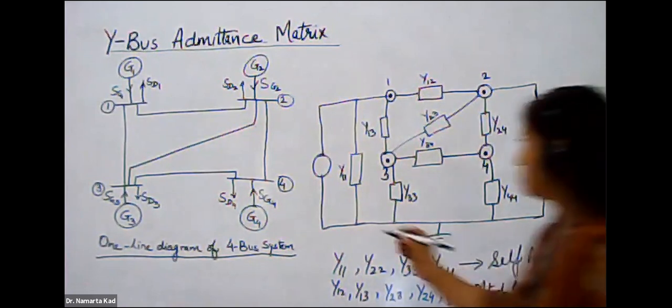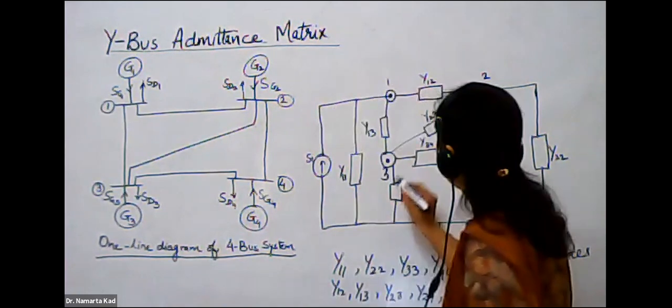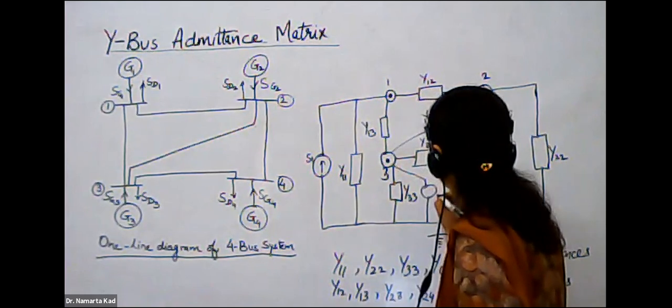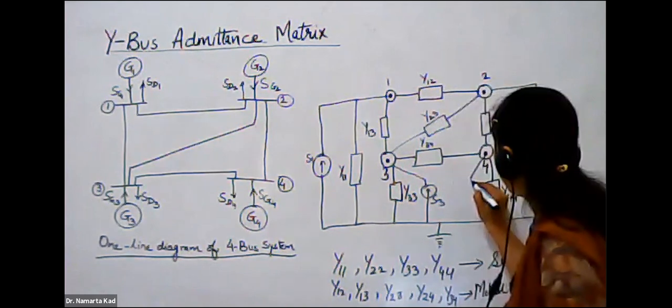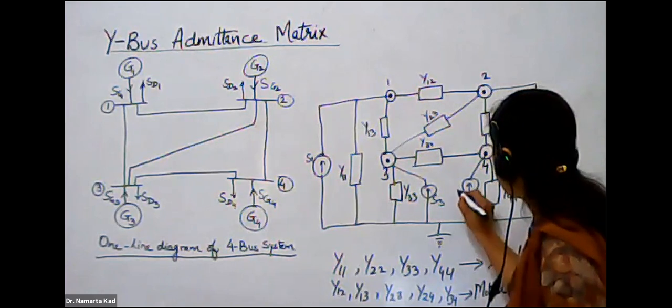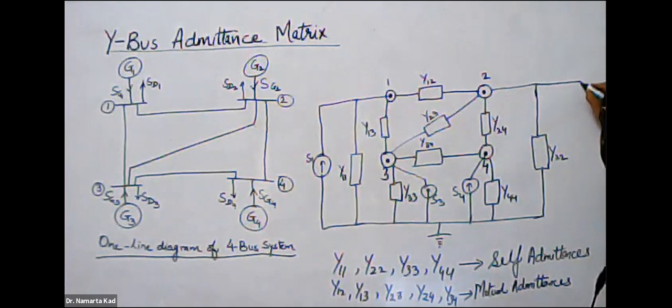Here we are representing these sources as S1, for bus number 3 as S3, here it is S4, and along this one is S2.